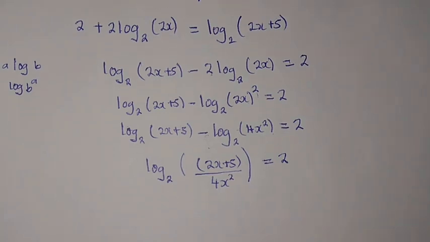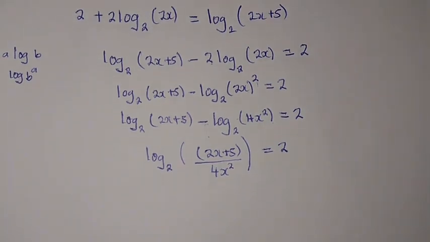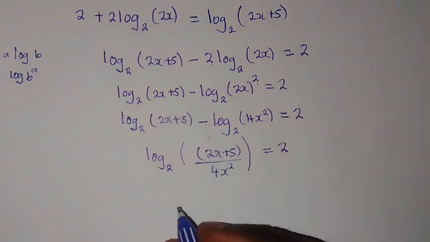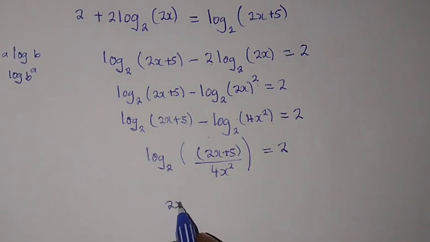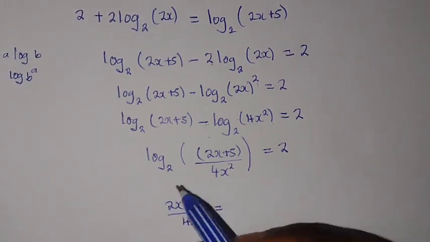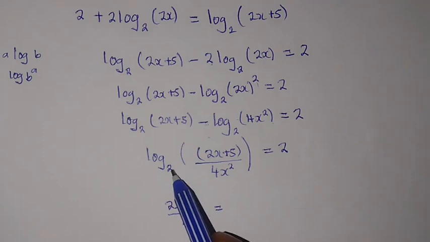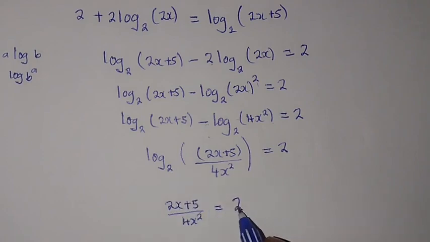So now from this stage, what's next? You are going to express this in exponential form. To express this in exponential form, you're going to write this one that you have: 2x plus 5 over 4x squared equal to. The base of the log becomes the base here, as we're expressing it in exponential form. So this 2 is a 2 here.